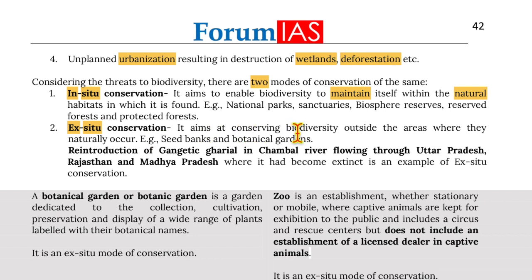Ex situ conservation aims at conserving biodiversity outside the area where they naturally occur. Examples would be seed banks and botanical gardens. Now, reintroduction of Gangetic gharials in the Chambal River flowing through Uttar Pradesh, Rajasthan, and Madhya Pradesh, where it has become extinct, is an example of ex situ conservation.